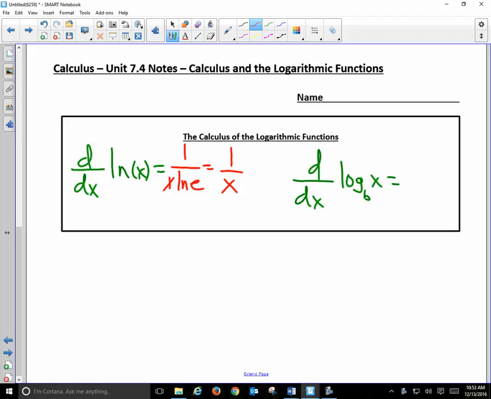If the base of the logarithm is not e, if it's not natural log, then it's just slightly different. It's 1 over x times the natural log of b. So, again, natural log of e is 1. That's why it just goes away, but natural log of b you would have to include. Flip it over.